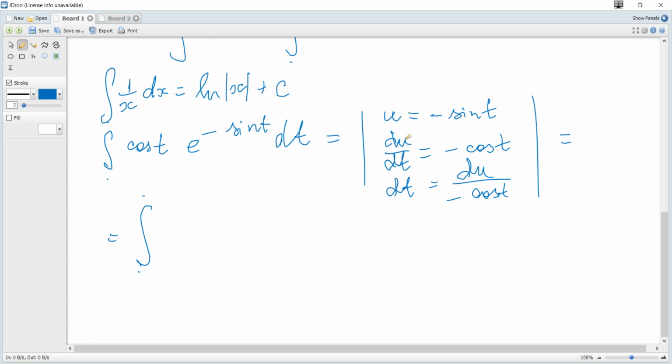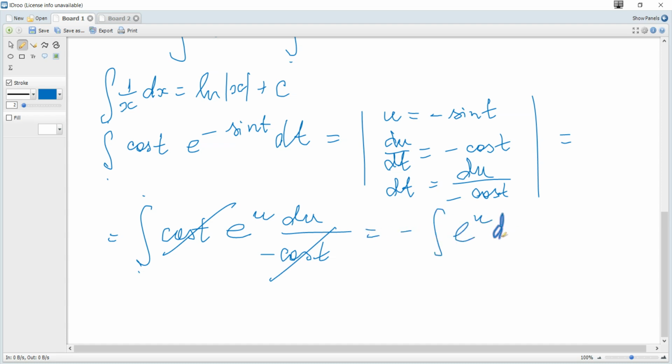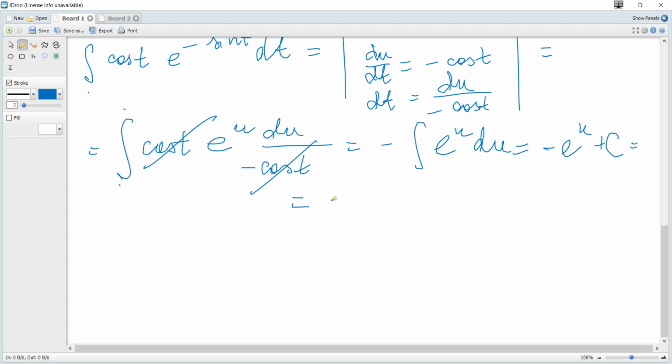Why? Because this method suggests that such expressions will cancel. So we keep this cosine, or actually you may substitute it later. We have e to negative sine, which is u, and it is du over negative cosine t, and you can see that this cosine of t cancels, and we get negative e to the power u du, and it's directly from the data booklet. The integral of e to the power of x is the same, so it's negative e to the power u plus constant, and it becomes negative e to the power of negative sine of t plus constant.